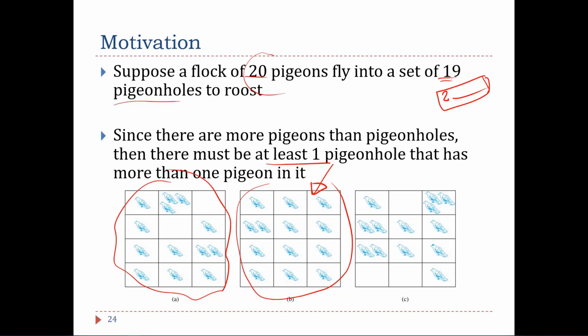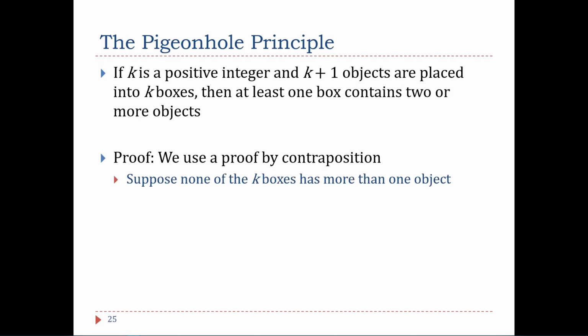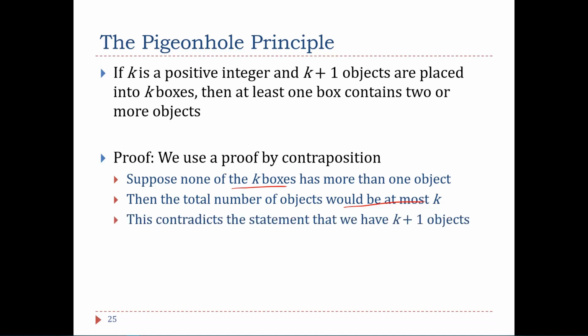Okay, so you should be able to imagine this, to think about it, to write it on paper, to explain it to yourself. But you also have a nice proof here. It's a proof by contraposition. We suppose that none of the K boxes has more than one object, so simply the total number of objects that you can put into K boxes is at most K. So by contrapositive, you can imply that when you actually have K plus one, at least one of the boxes would have more than one object in it.